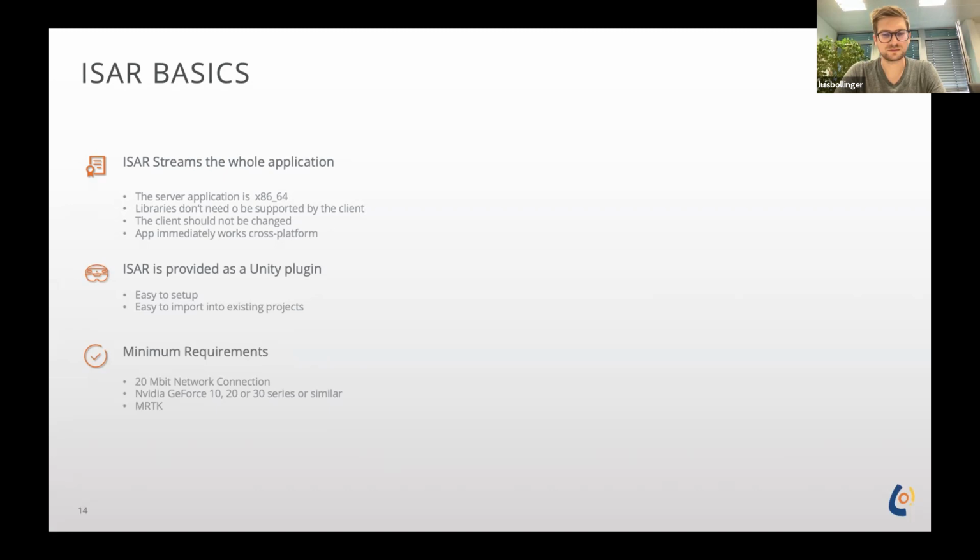What are our requirements? We require you to have a minimum 20 Mbit network connection. If you want to develop on an Oculus, I would suggest 40. On a HoloLens, you're completely fine with 20. You need a dedicated graphic card, namely a GeForce 10, 20, or 30 series or similar. It should work on somewhat lower performance cards, but this is what we suggest you have. What also works quite well are the Tesla T4s, usually used on AWS and Azure clouds, or the newer Quadro graphic cards. But please don't try to develop with a 20-year-old graphic card.